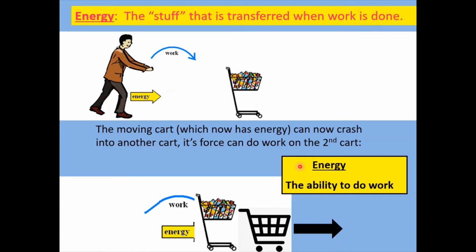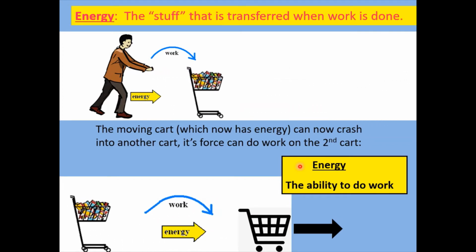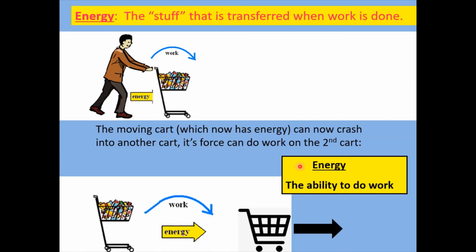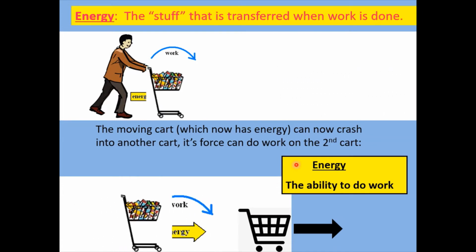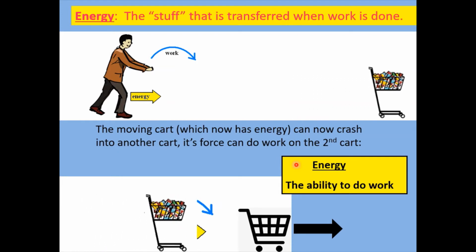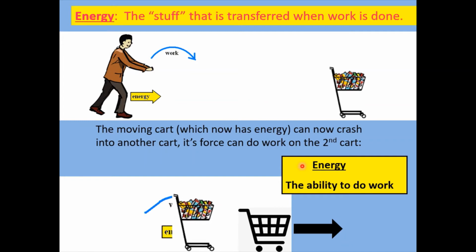And this is really the important and practical definition of energy because this is the way we use energy in our daily lives. When we eat food for energy, that food energy gives us the ability to do work. When we put fuel in our car, that fuel then has the energy which has the ability to do work so that our car can drive and so forth.